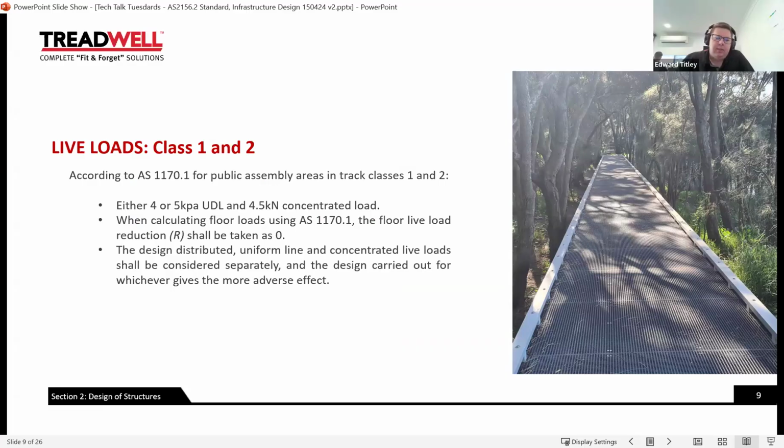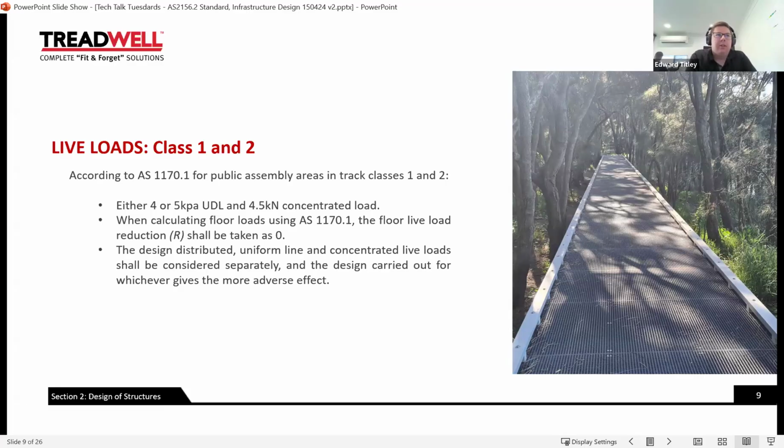And according to AS 1170.1, for public assembly areas in track classes 1 and 2, either a 4 or 5 kPa UDL and a 4.5 kilonewton concentrated load. When calculating the floor loads using 1170.1, the live load reduction R shall be taken as 0, and design, distributed, uniform, and concentrated load shall be considered separately, and the design carried out for whichever gives the more adverse effect.